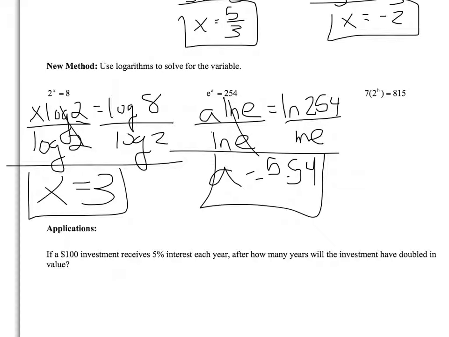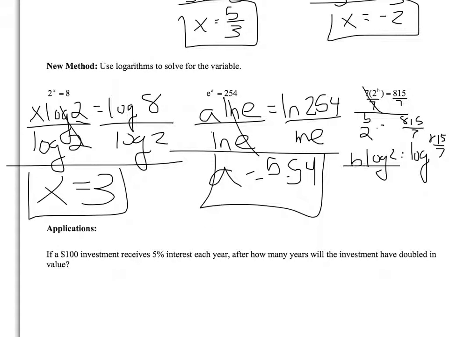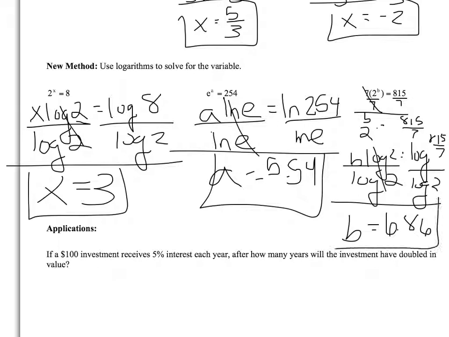This next one, what we have to do first is divide by 7 to get the exponent piece by itself. So 2 to the b equals 815 over 7. Then we take the logarithm of both sides, so it's going to become b log 2 equals log 815 over 7. To solve for b, we divide by log 2. When you type that in your calculator, you get about 6.86.